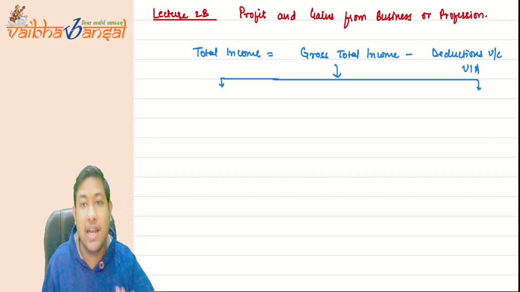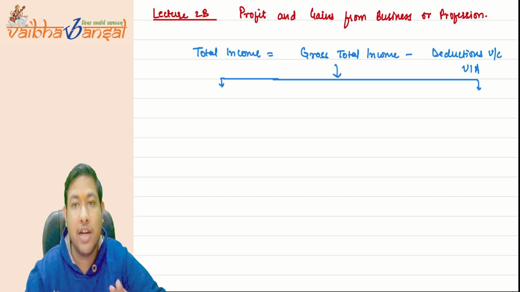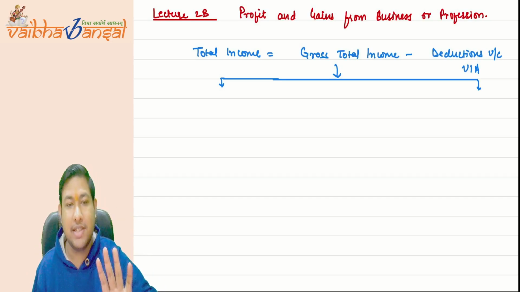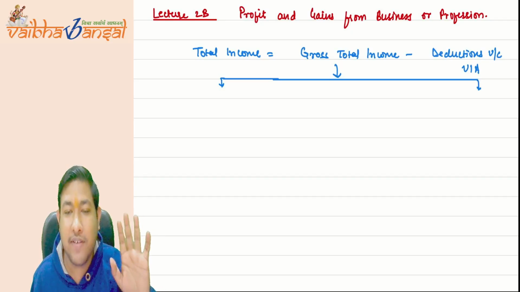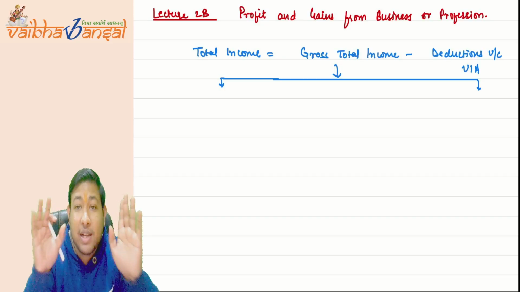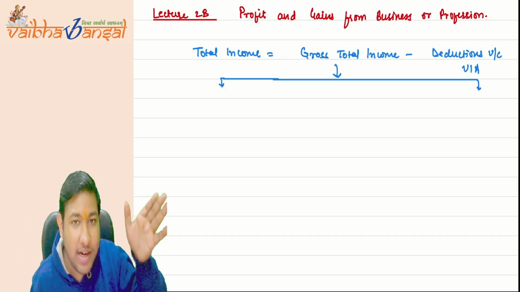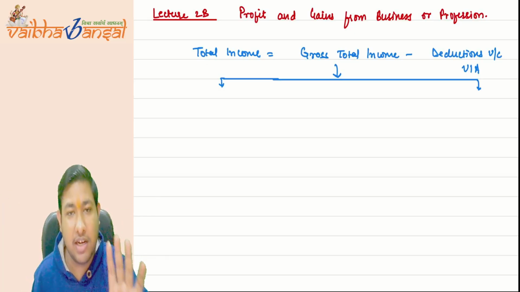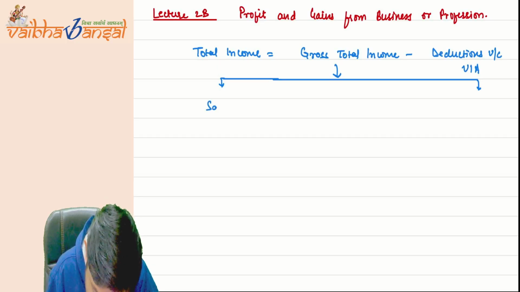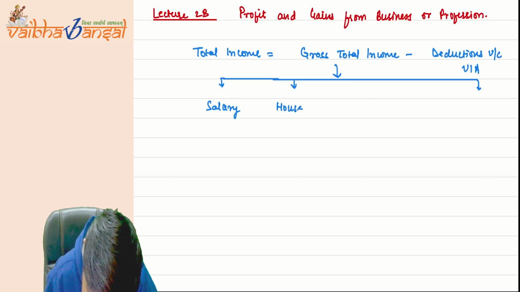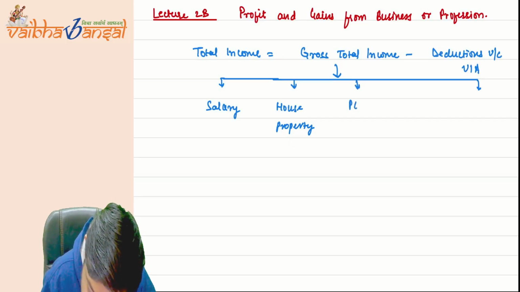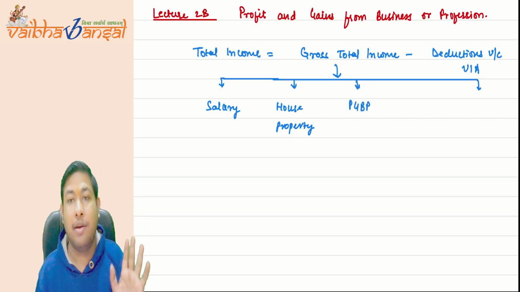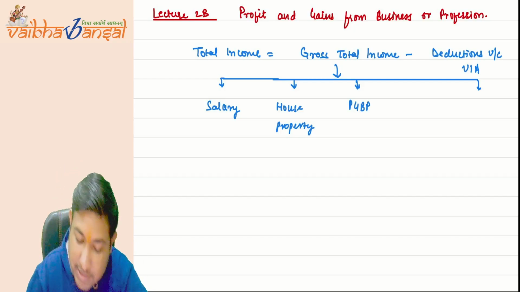See, the government has divided your income into five heads. Whatever income you are earning will be classified either in this head, that head, or another head. First head is salary. Second head is house property. Third head is PGBP, which is our main focus point of this chapter.